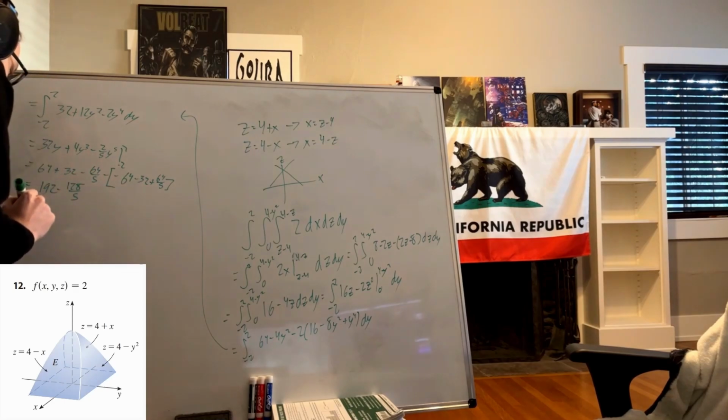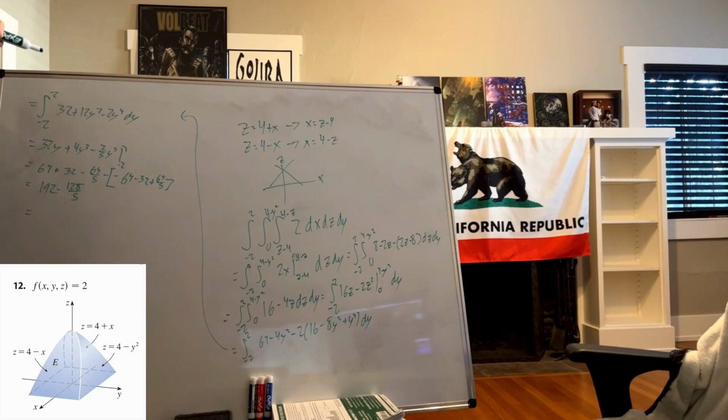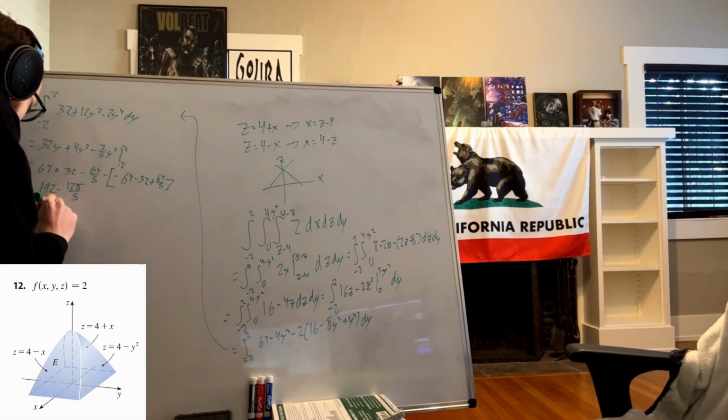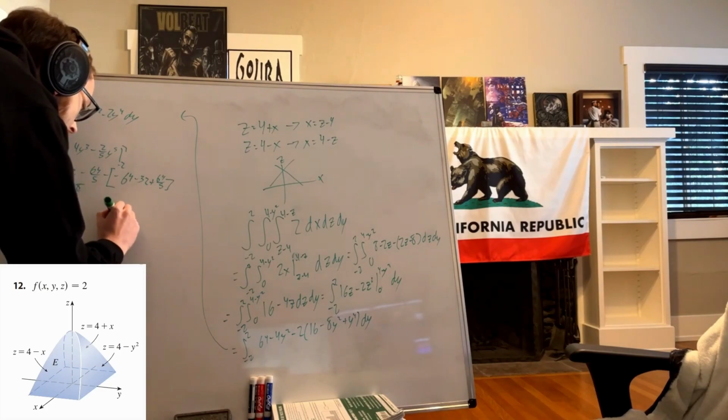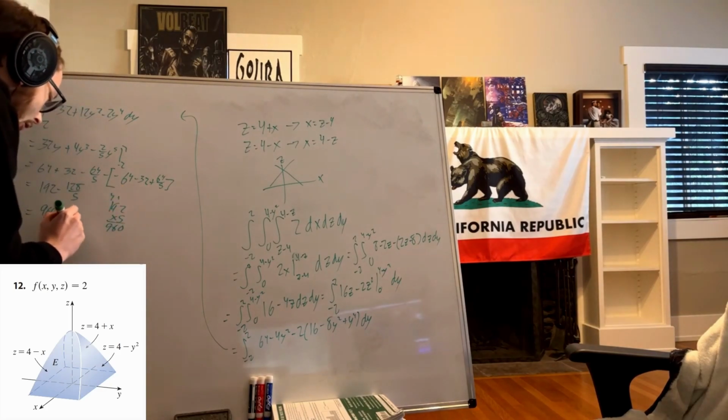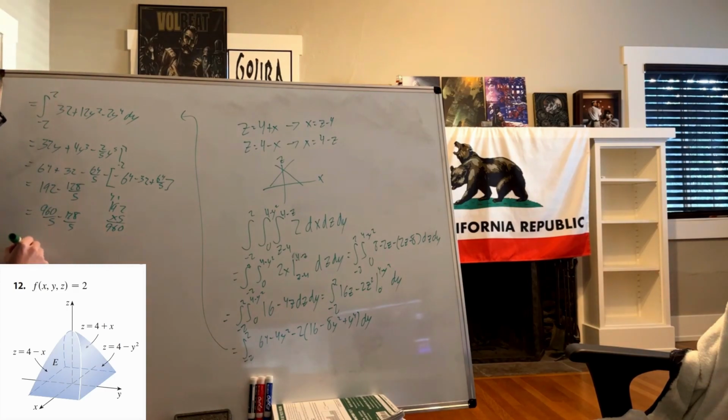192 times 5. Oh, dude, I want to do this mentally so badly. 200 times 5 is 1,000. Minus 8 times 5 is 40? So is that 960? No way, right? It's not how you do multiplication. Wow, it is 960. Oh, dude, I did that right. I can't believe that. 960 minus 128 is 832. That's definitely not divisible by 5, so I think that's our final answer.